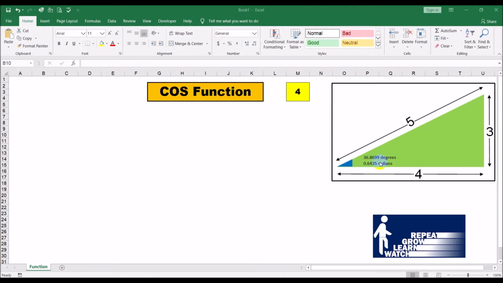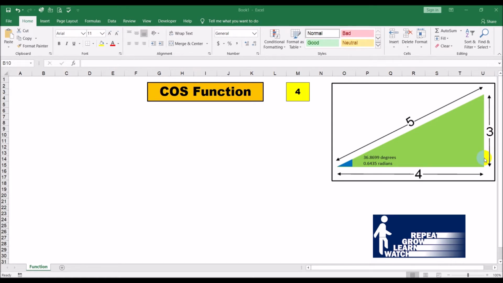So over here we have a right angle triangle. Okay, a right angle triangle, by the way, is called a right angle triangle because one of the angles is a 90-degree angle. This is the base of the triangle, which is 4 inches long. This is the height, which is 3 inches.